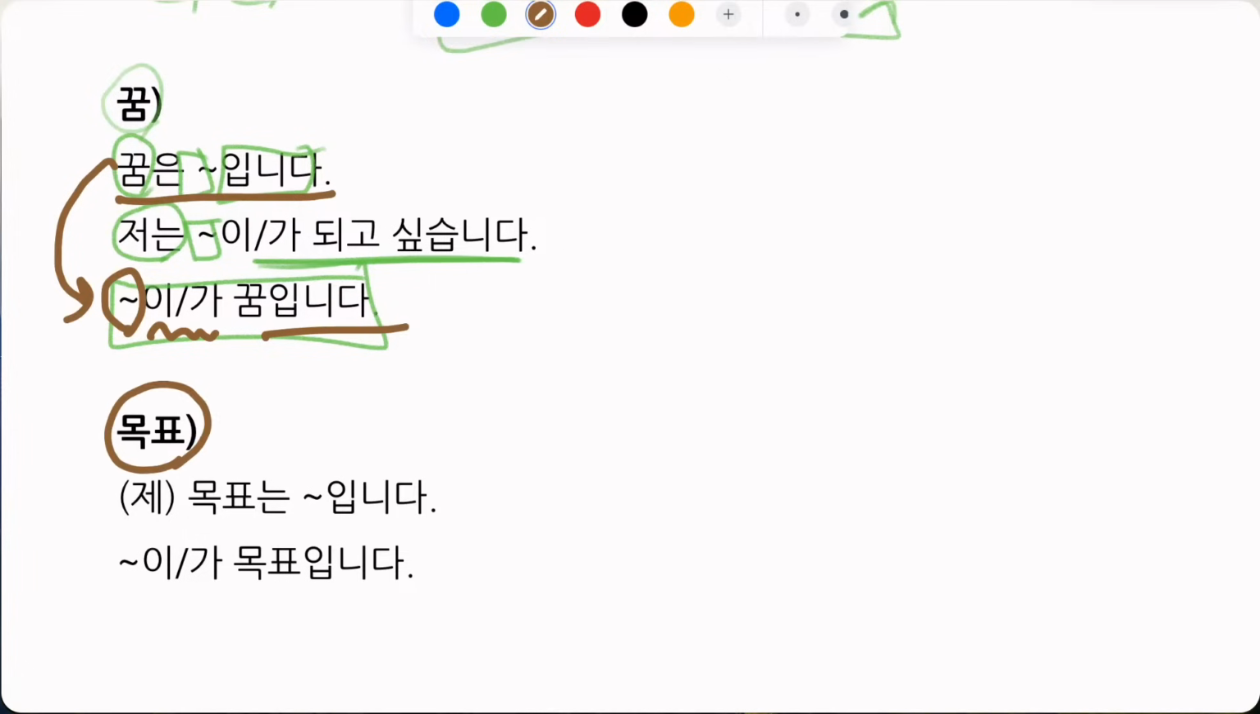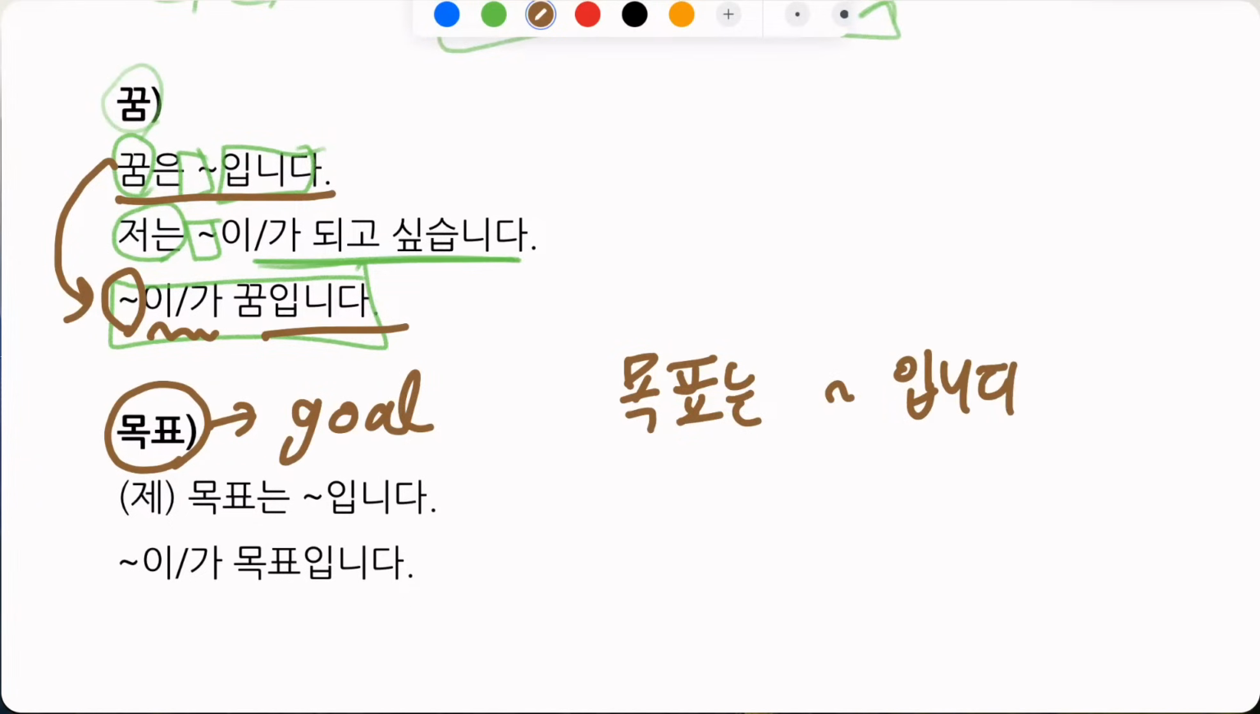Meanwhile, let's move on to 목표. So 목표 means goal. So it works the same way. You can say your 목표 is something. And if you want to reverse it and say something first, your specific goal first, then you can say something 이가, this is my 목표.